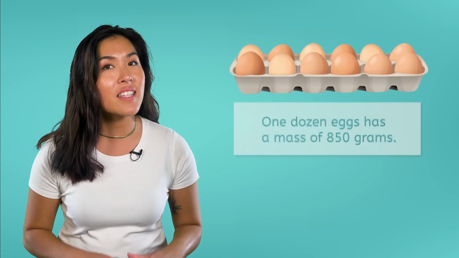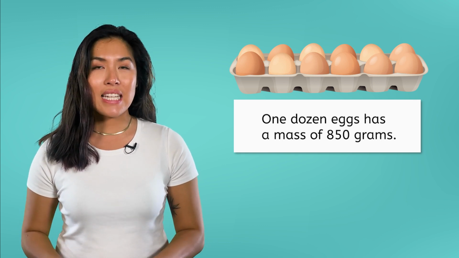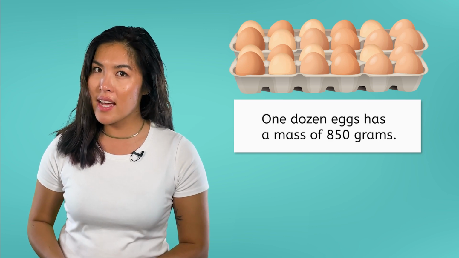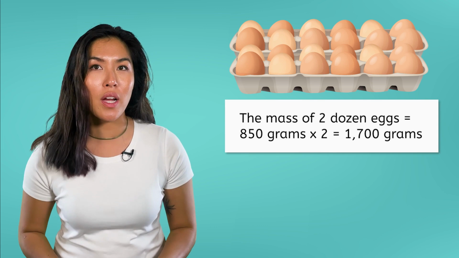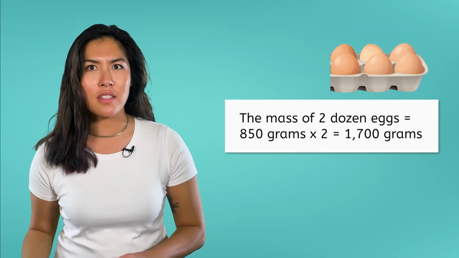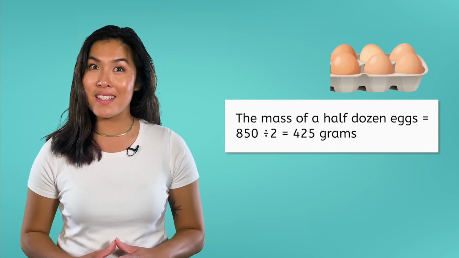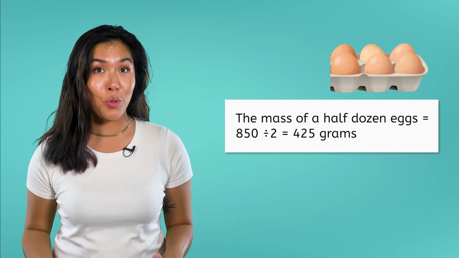I was recently looking at a recipe and noticed that a dozen eggs had a mass of 850 grams, but I needed 2 dozen eggs. What would the mass be for 2 dozen eggs? 1,700 grams. What if I had a half dozen eggs? It would have a mass of 425 grams. This same approach to mass calculations works for moles too.